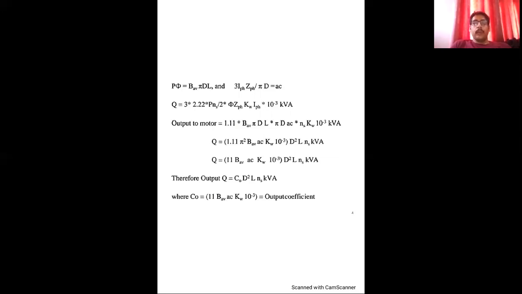So this output equation can be used to calculate the main dimensions as well as the armature design, the resistance of the winding, and all those. I think this is clear to all of you.